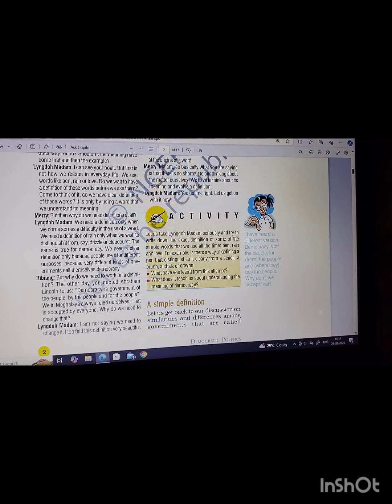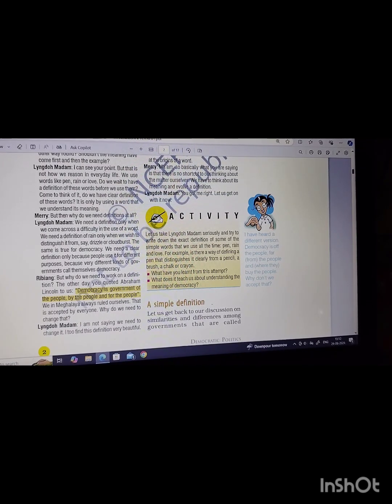Ribyang: But why do we need to work on a definition? The other day you quoted Abraham Lincoln to us: democracy is government of the people, by the people and for the people. This is the actual meaning of democracy, so everyone should remember this. In Meghalaya we have always ruled ourselves, that is accepted by everyone. Why do we need to change that?